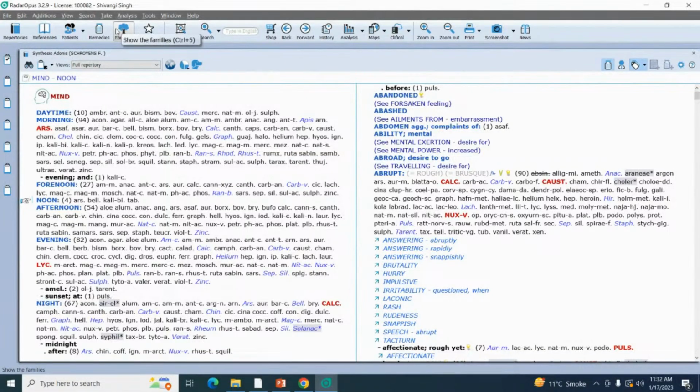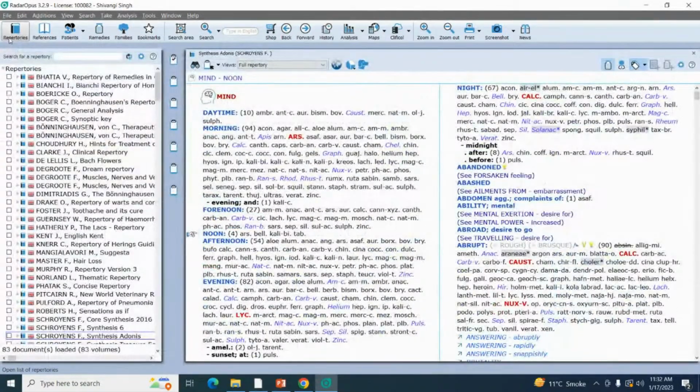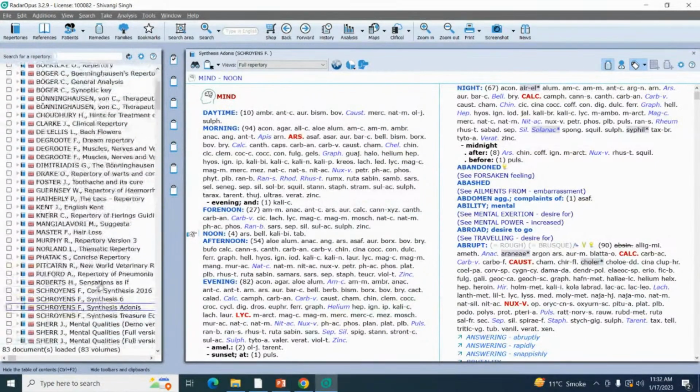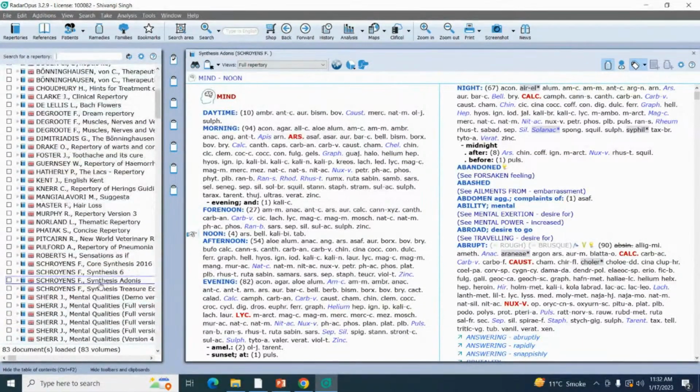So I'm going to repertorize my case. For repertorization, first of all, I'm going to this repertories icon. If you click on this icon, you will get the list of all repertories listed over here. Radar comes with more than 30 repertories, including Synthesis. So today I'm going to do my repertorization from Synthesis Addenda repertory. One more thing I'm going to tell you, this repertory is a successor version of Synthesis Treasure Edition.